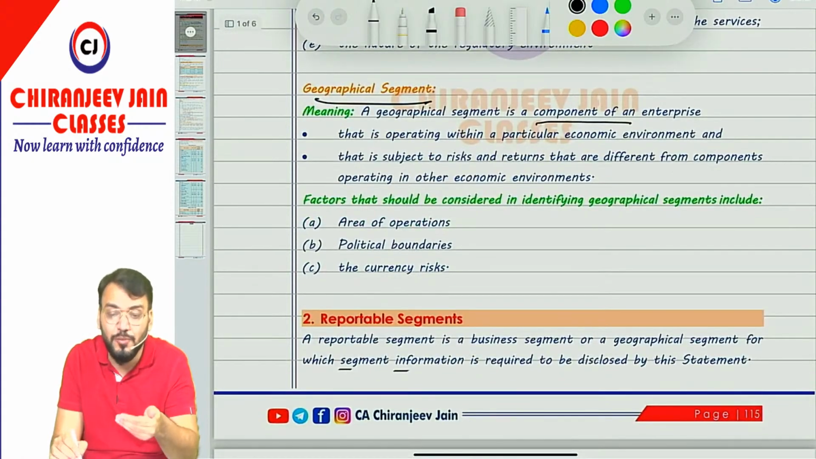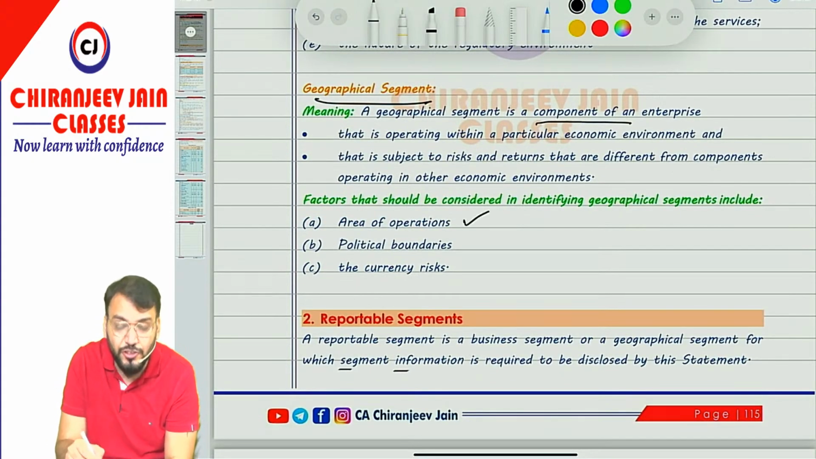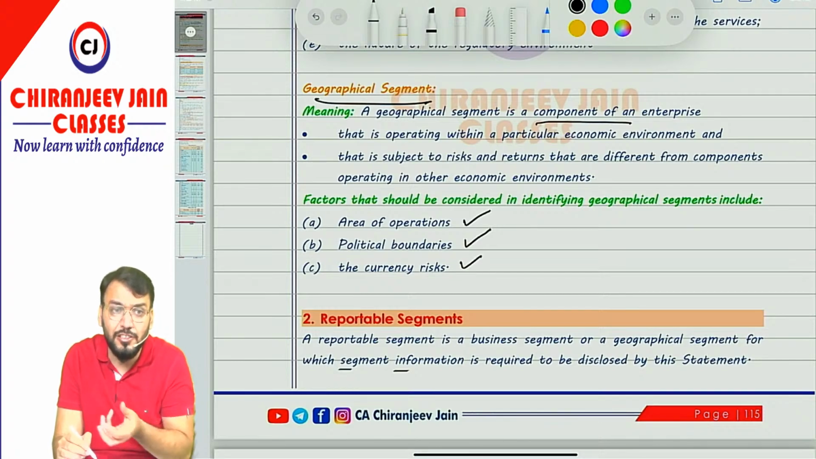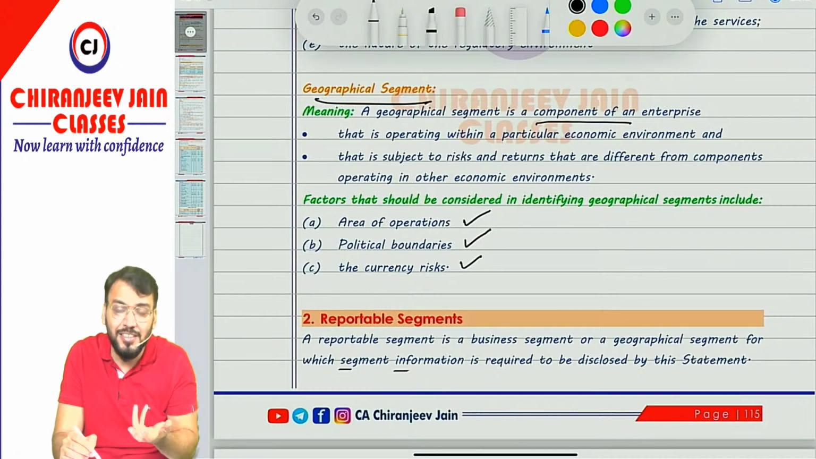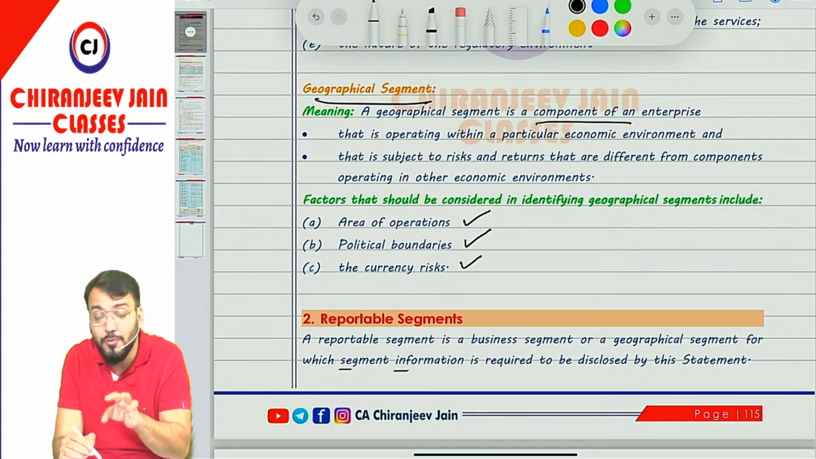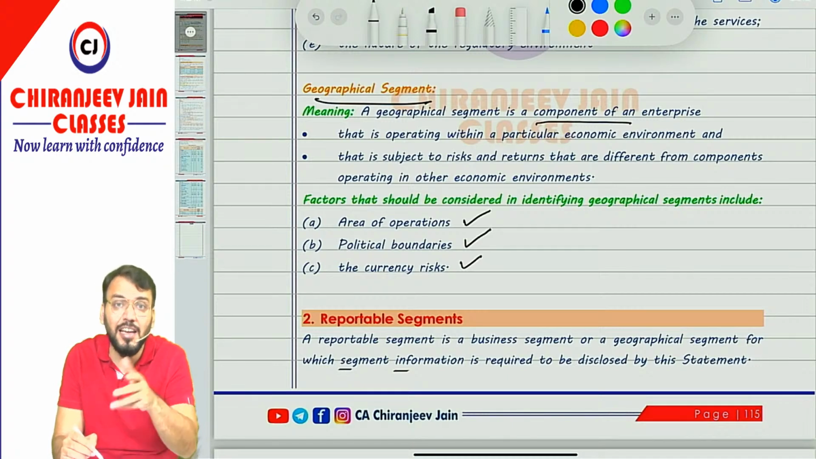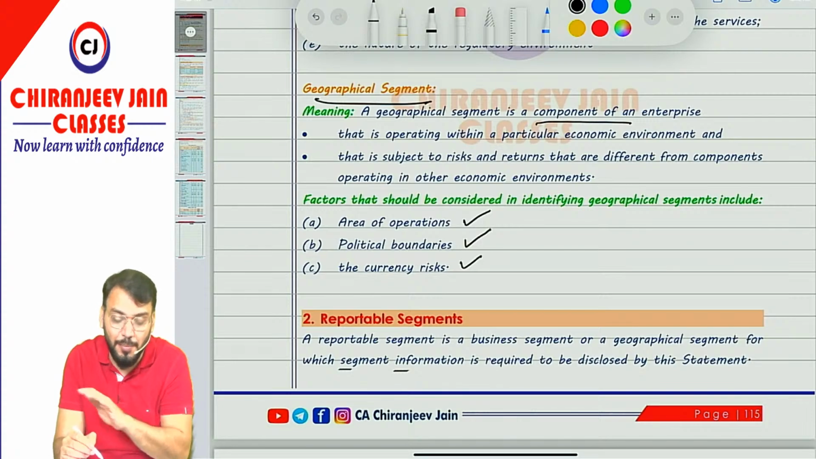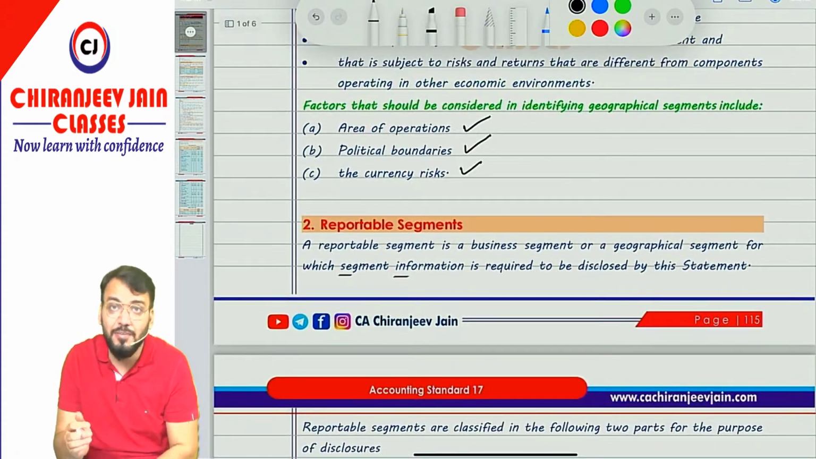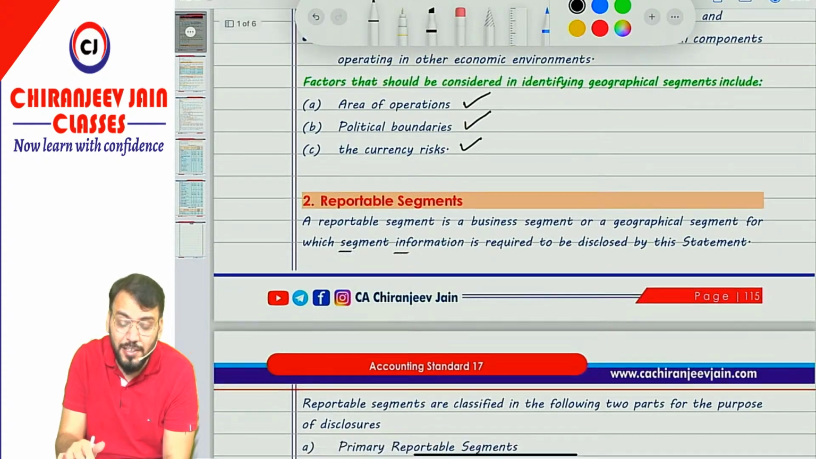So we need to identify geographical segment based on what? Areas of operation, political boundaries, based on currency risk. For example, currency risk: Europe, if you are doing business in Europe, in entire Europe the currency will be euro, that will be different from Indian currency, that will be different from other countries in Asia. So it is quite possible if you are doing any business in Europe, the entire Europe can be one geographical segment and India can be one geographical segment. China can be another geographical segment. Understood? Yes, sir.